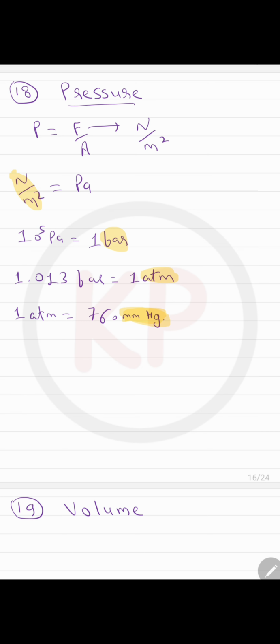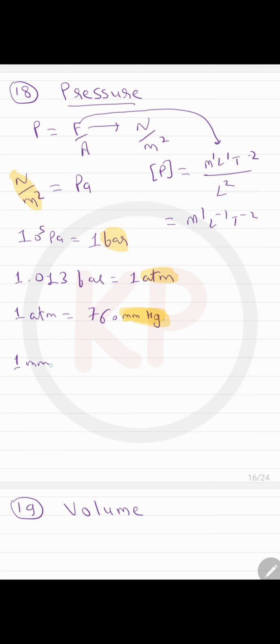Its dimensional formula: the dimensions of force are M1 L1 T minus 2, divided by area, which is L2. So the dimensional formula of pressure will become M1 L minus 1 T minus 2. One more thing, this 1 mmHg is called 1 torr, from the name of the scientist Torricelli.